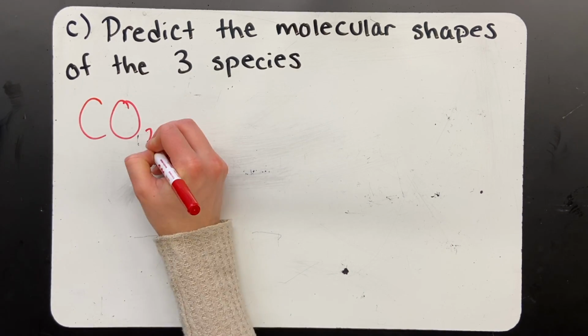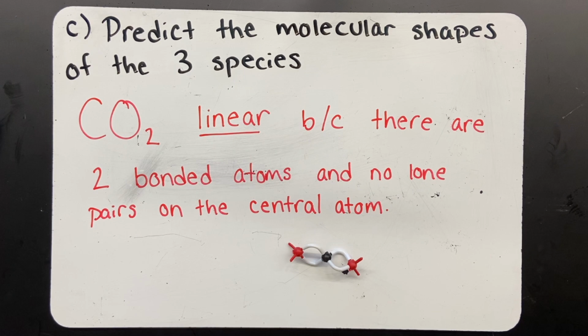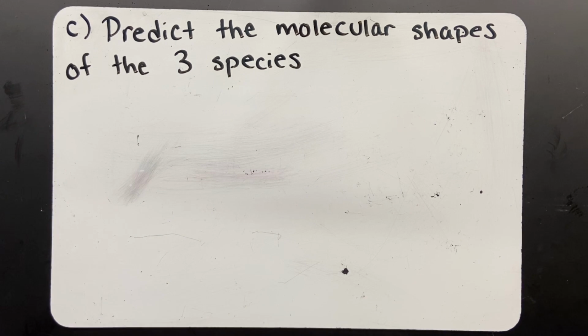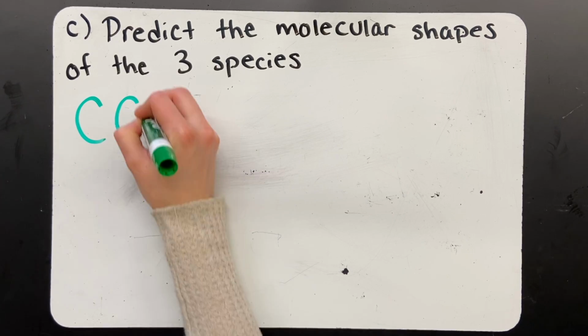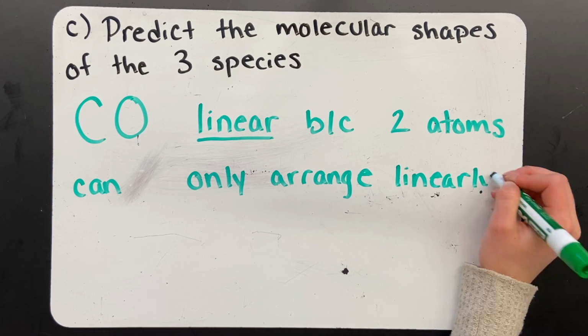Up next, we have carbon dioxide. This will be of a linear shape. The molecule is made up of just 2 outer atoms bonded to 1 central atom, and since there are no lone pairs on the central carbon atom, there's nothing to prevent the 2 oxygen atoms from aligning linearly. Finally, we have carbon monoxide. This will also be a linear shape because 2 atoms can only arrange linearly.